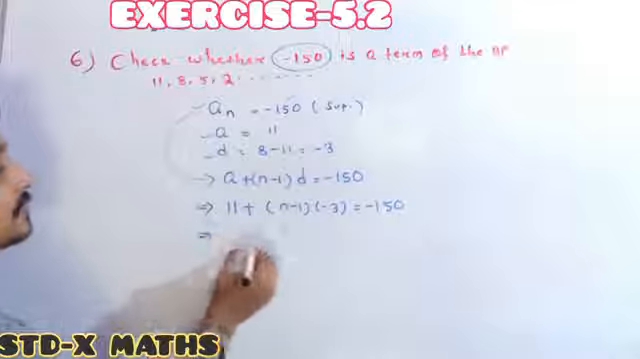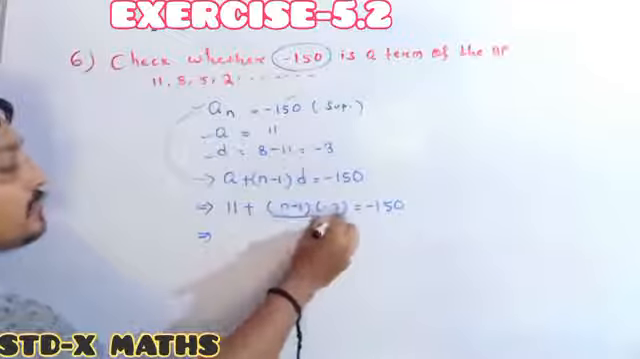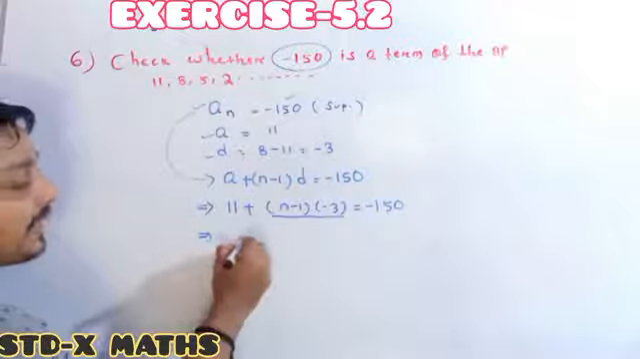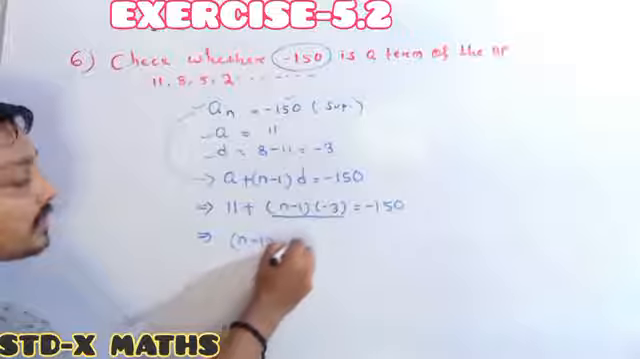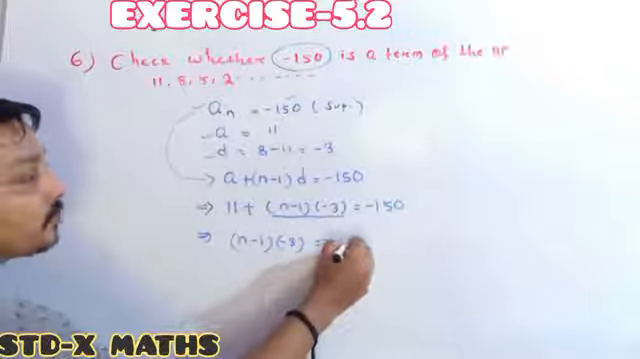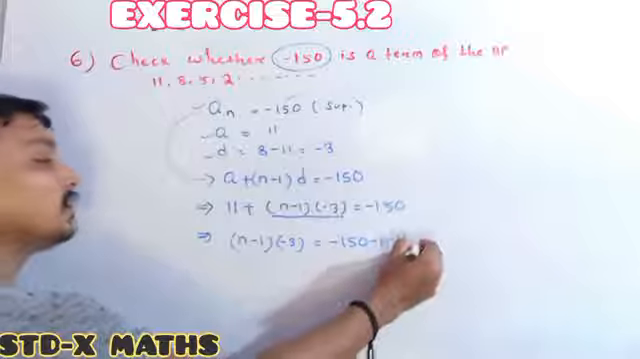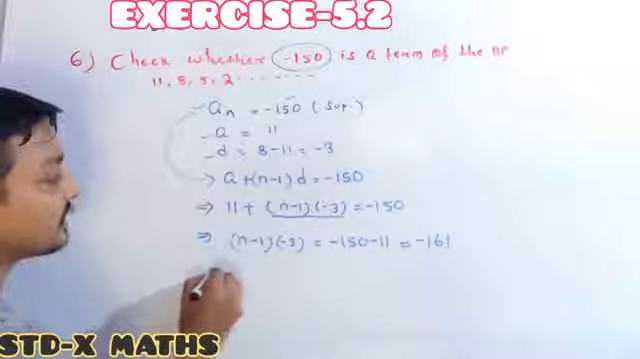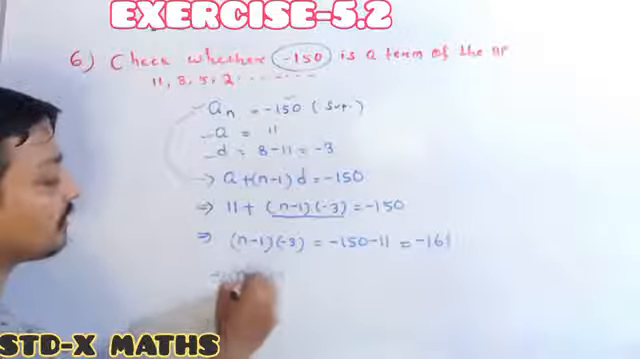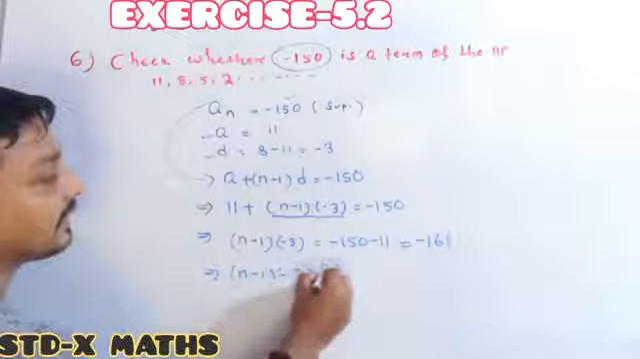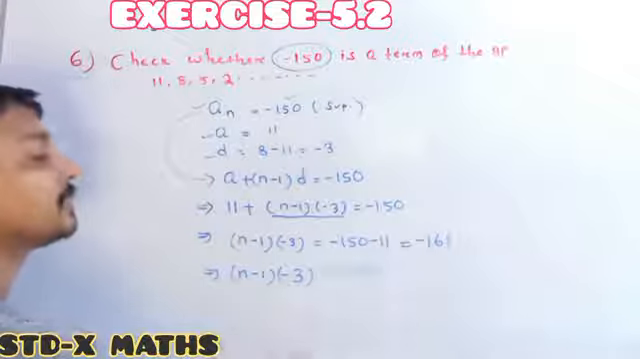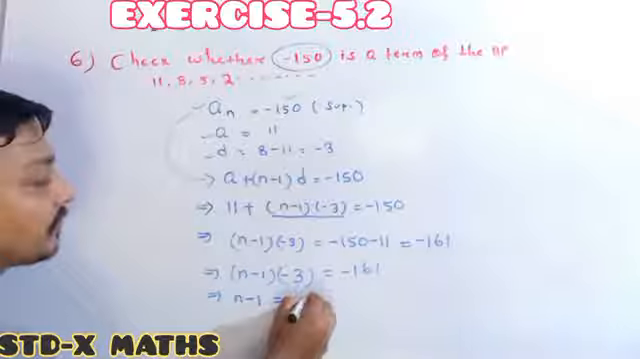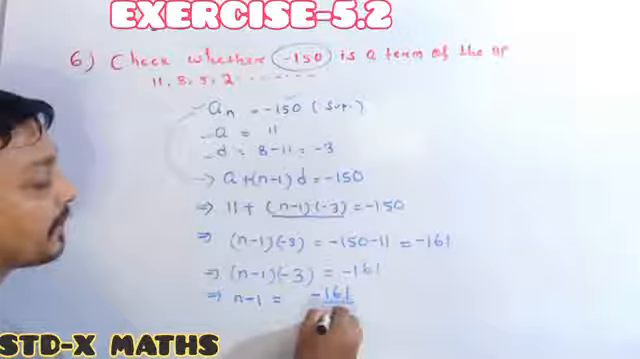Which implies I want to find n. n is within the product of these two, so I am separating (n minus 1) whole into minus 3. It is our minus 150 minus 11, which is equal to minus 161. Which implies (n minus 1) whole into minus 3 is our minus 161. It means only n minus 1 is our minus 161 divided by minus 3.